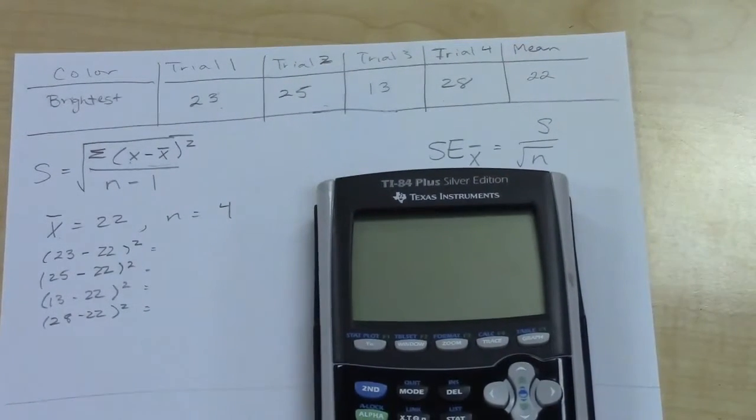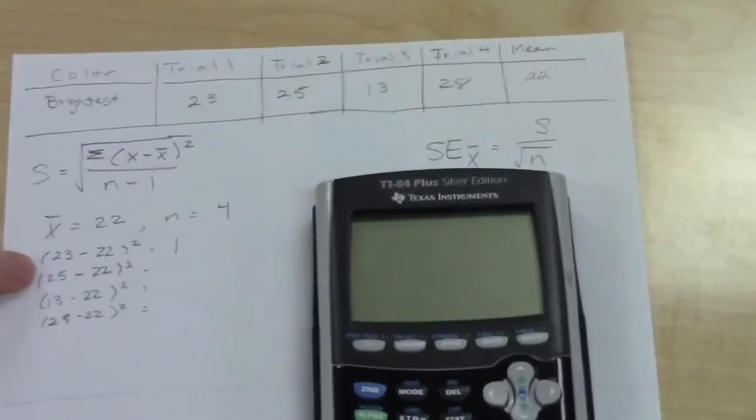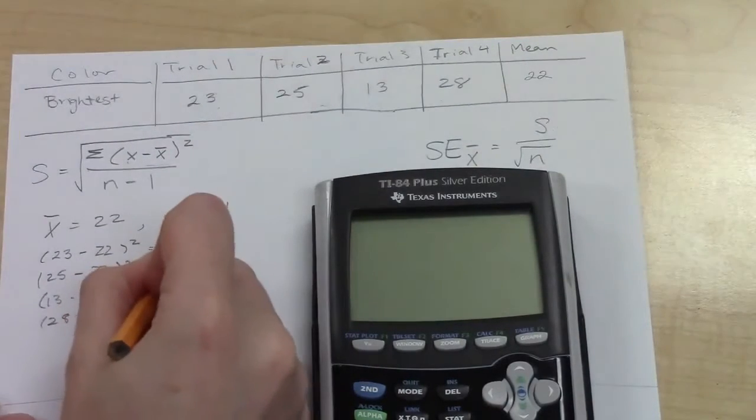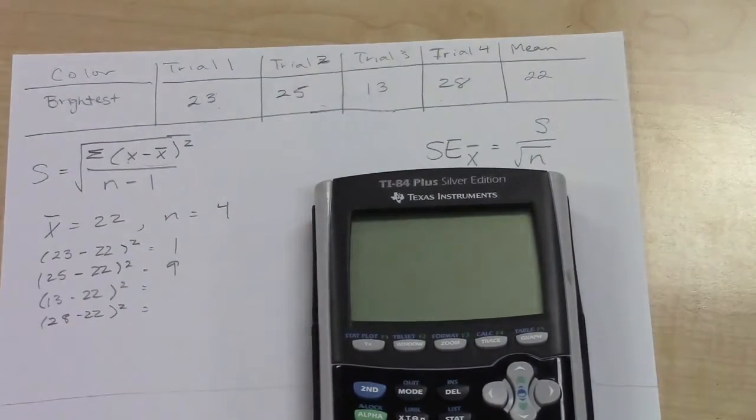Now, 23 minus 22 is 1, and 1 squared is 1. So we don't even need our calculator for that. Similarly, 25 minus 22 is 3, and 3 squared is 9. Of course, you can use your calculator for all of these things, but I hope some of these simpler ones you can do in your head.